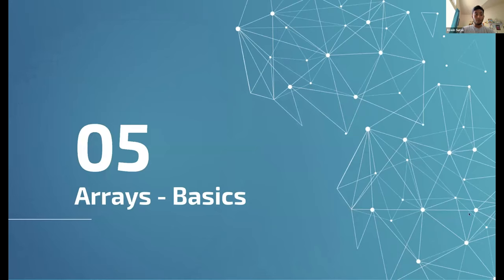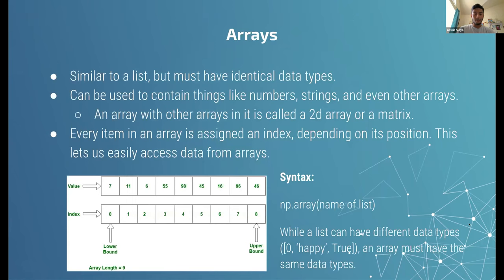So to really understand NumPy, we first need to get into the basics of arrays. Arrays are a really big part of NumPy, and they can be used to contain things like numbers and strings. It's similar to a list, but they need to hold identical data types. They can also be used to contain lists, but a list of lists is called a matrix. One list that contains multiple lists is called a two-dimensional array or a matrix.